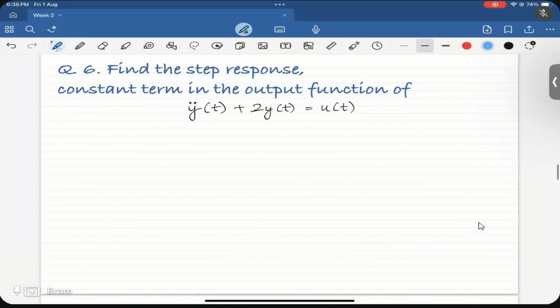Okay, so now coming to question 6, you have to find the step response and the constant term in the output function of this dynamical system. Okay, first find out the step response.